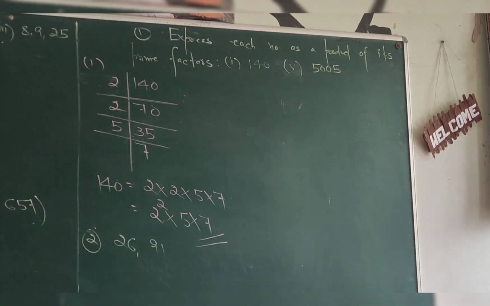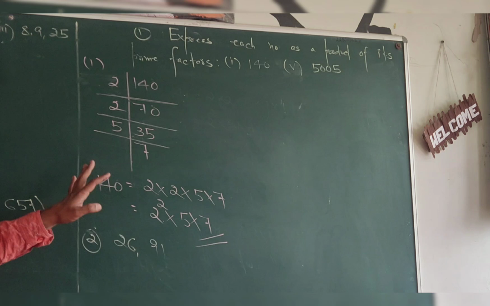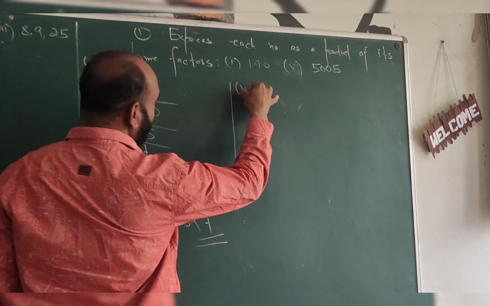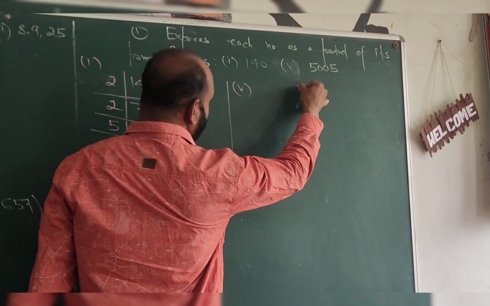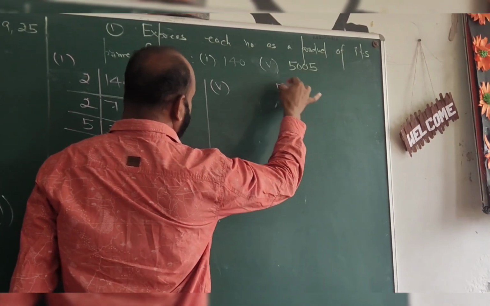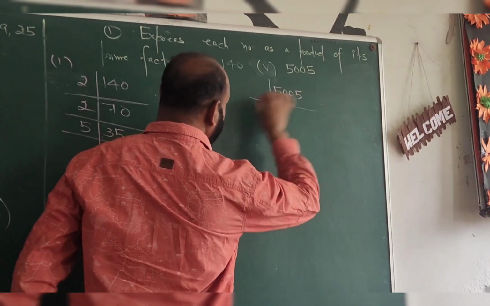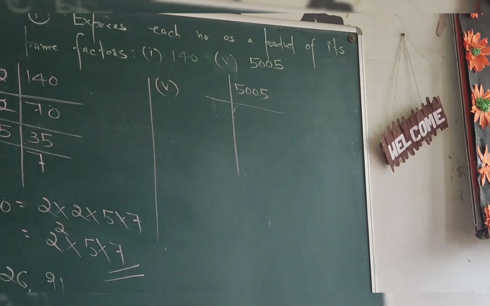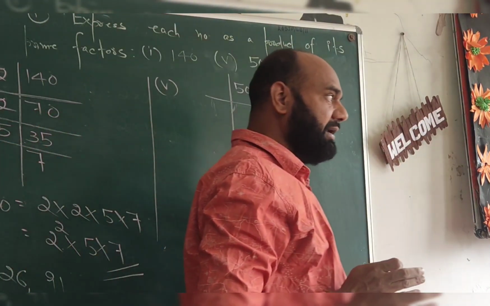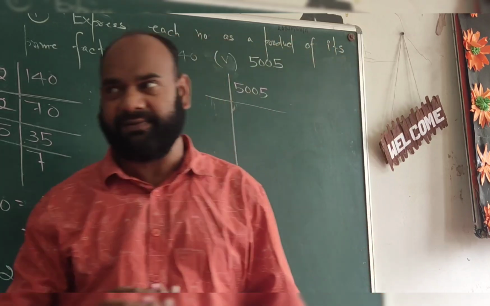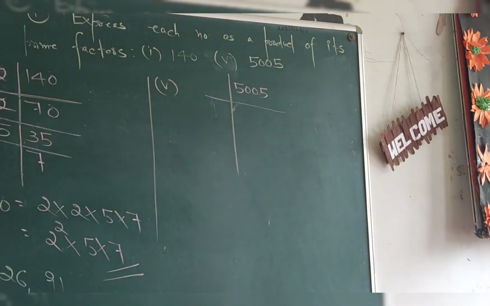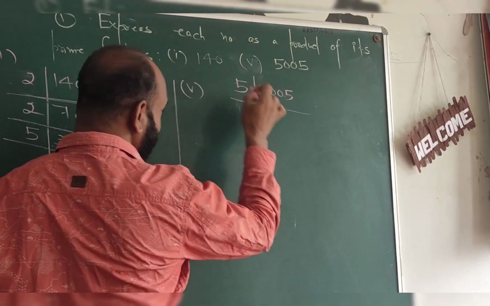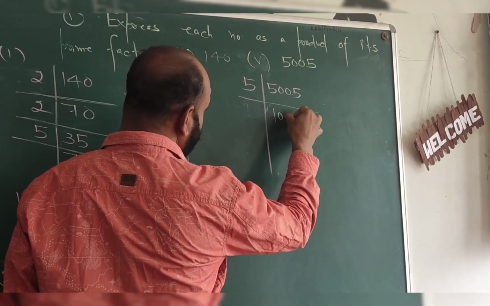This is the actual prime factors of 140. The next question is 5005. 5005 is not an even number, so it is not divisible by 2, and we know any number whose last digit is 5 or 0 must be divisible by 5, so it is divided by 5. This gives 1001.